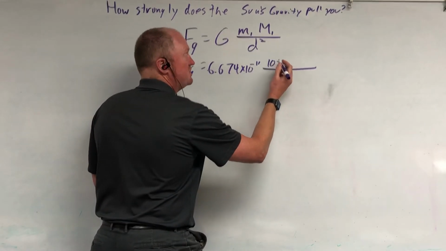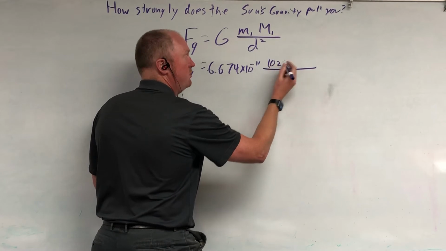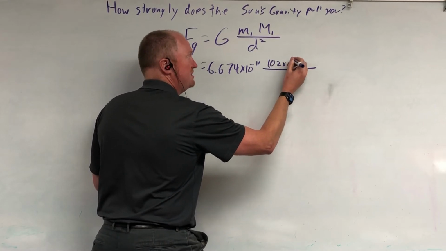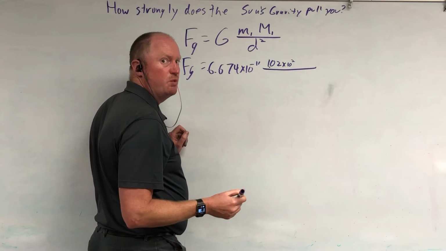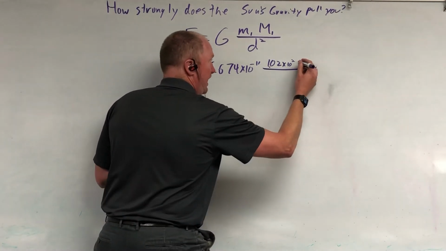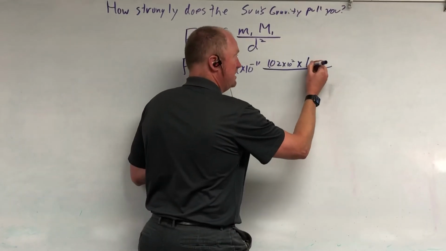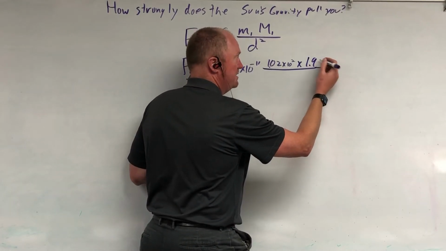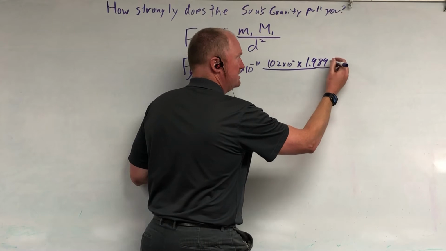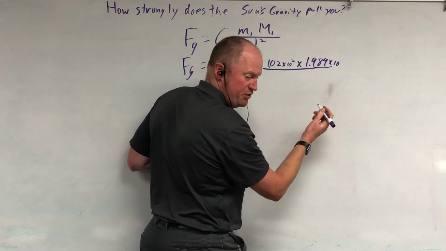But I'm going to put it in scientific notation. So 1.02 times 10 to the second. You're really going to want this in scientific notation. And the other mass is the mass of the sun. The mass of the sun comes in at 1.989 times 10 to the 30th kilograms.